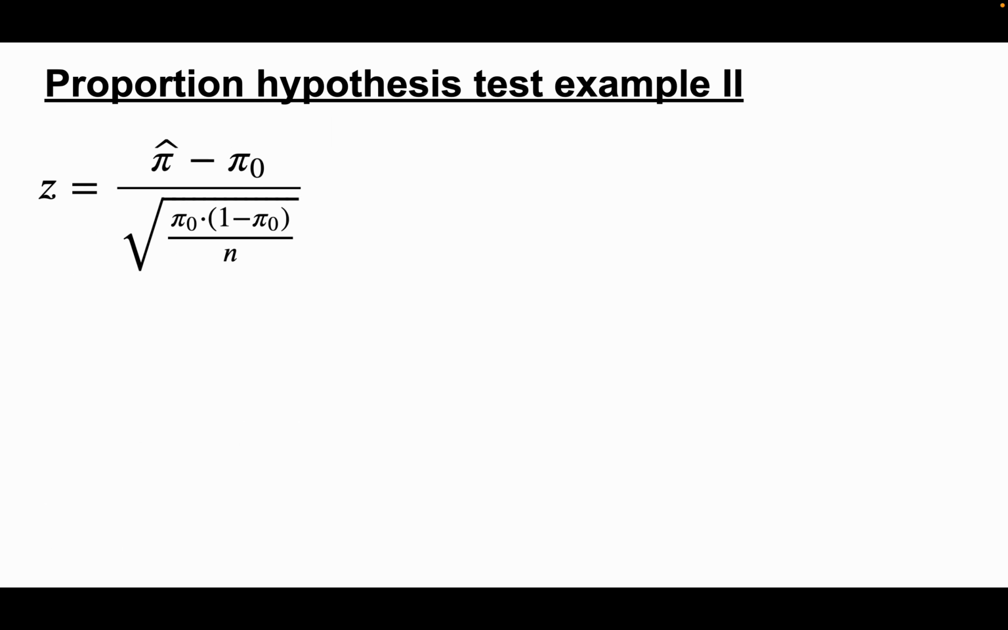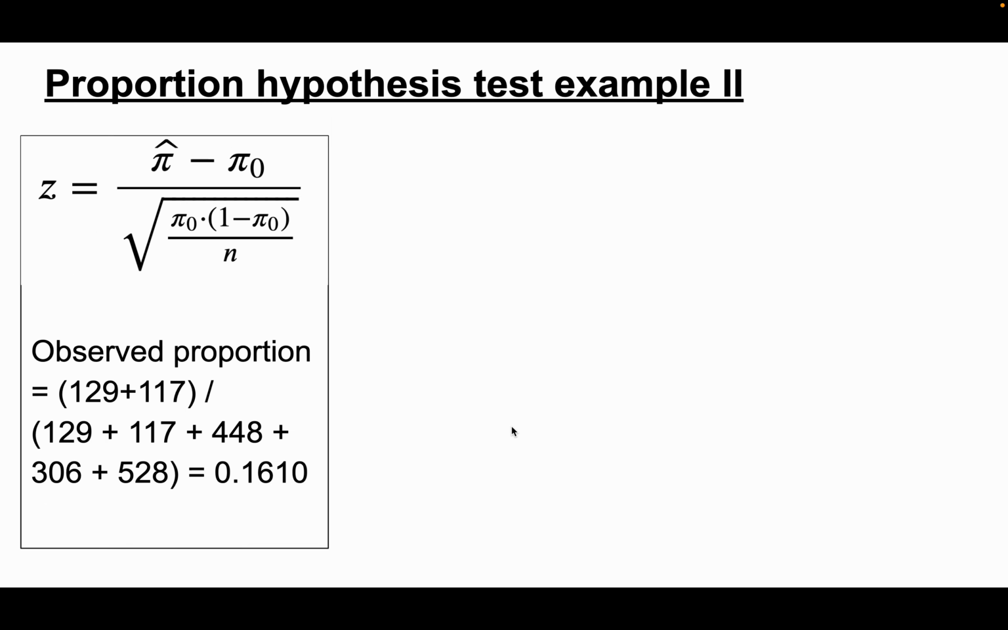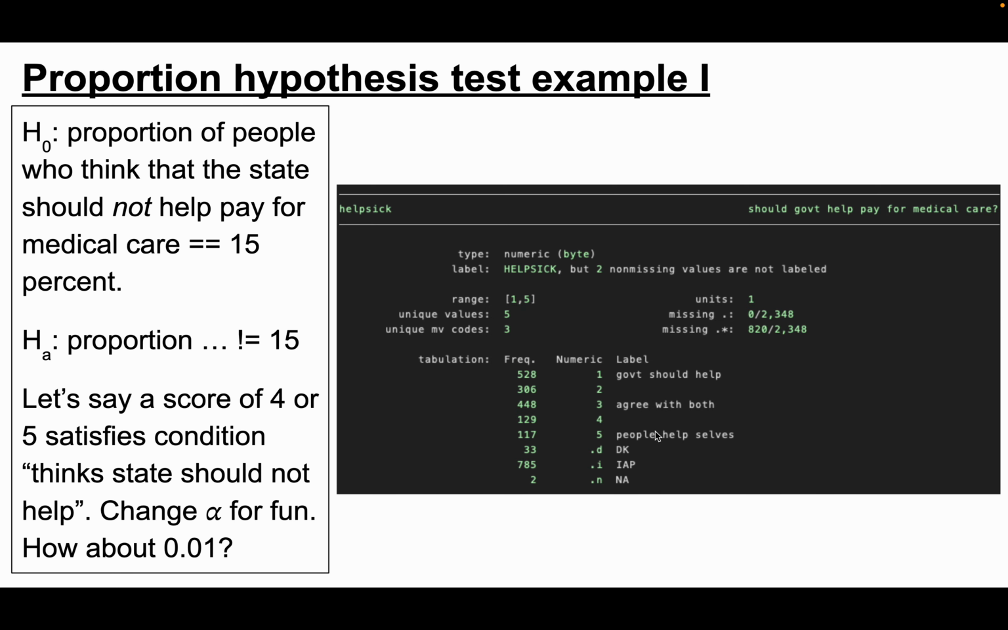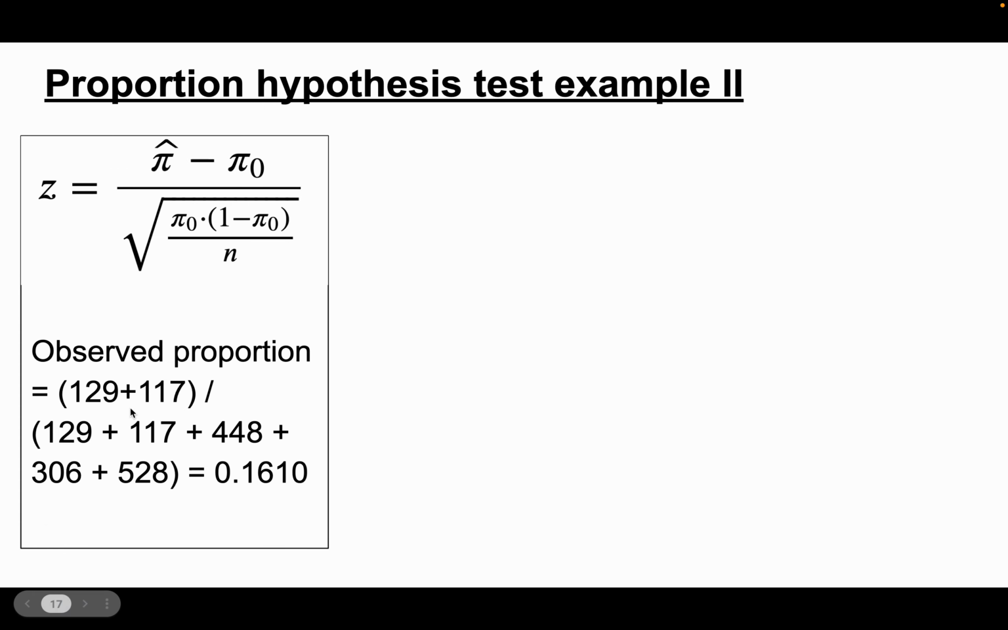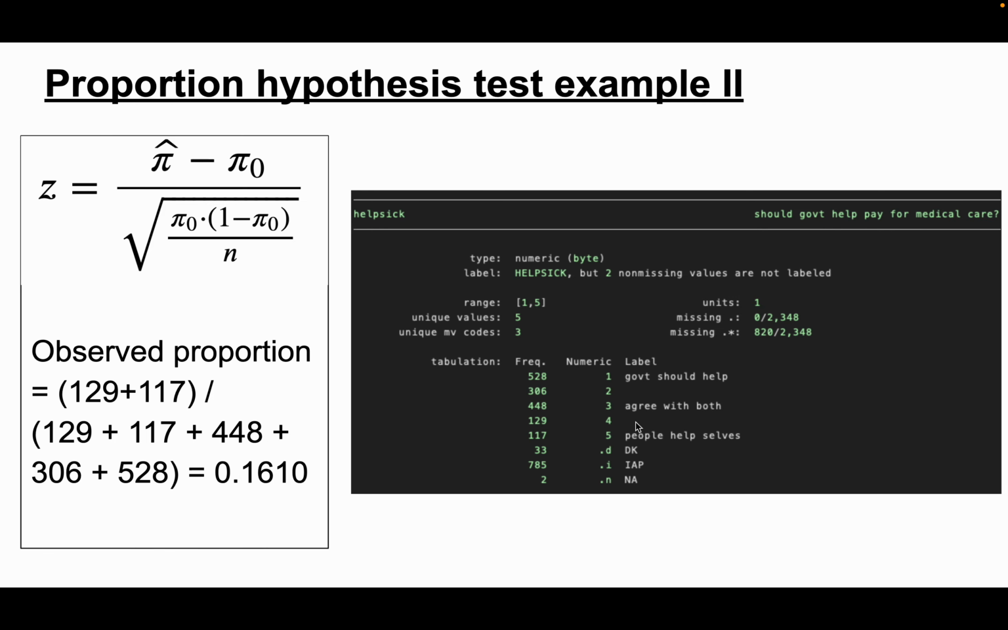So this is the formula for our test statistic again. The observed proportion, which is this here, is, if you recall, we had these people here, so 129 and 117. We're going to ignore the missings, by the way. And then we're going to divide that by the sum of everyone. So this is the sum of everyone. These are the other three values, and we get a proportion of 0.1610. And I probably should have put this first, but now you can see that it agrees. We just did a little bit of calculation by hand.